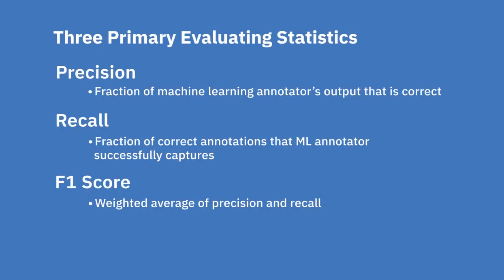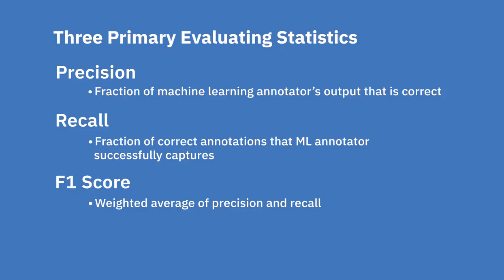There are three primary statistics used to evaluate the performance of your machine learning model. Precision refers to the fraction of the machine learning annotator's output that is correct. For example, if the trained WKS model annotates 5 mentions of car manufacturers, but only 4 of those mentions are actually car manufacturers, the model would have a precision of 0.8.